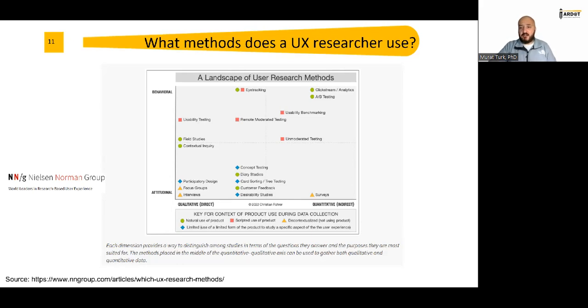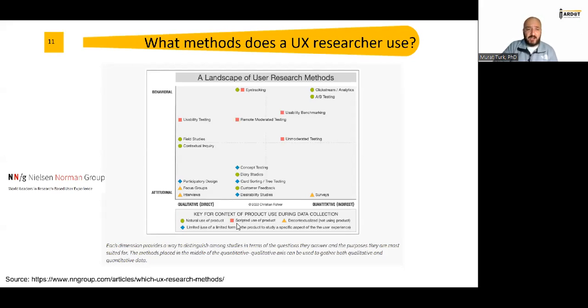And here you see a kind of three-dimensional framework, like we have attitudinal and behavioral axes, and then we have qualitative and quantitative axes. And then at the bottom of the figure, we have a key for context of product use during data collection. We see a green circle representing natural use of the product in that type of method.